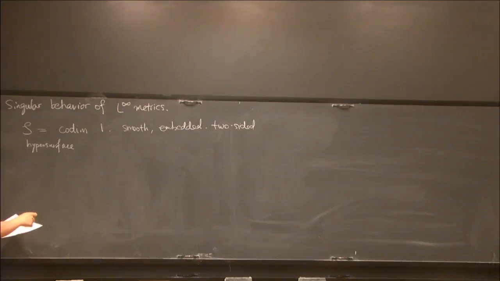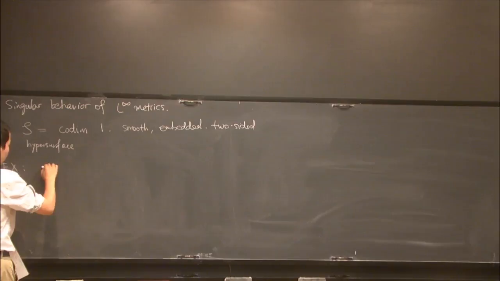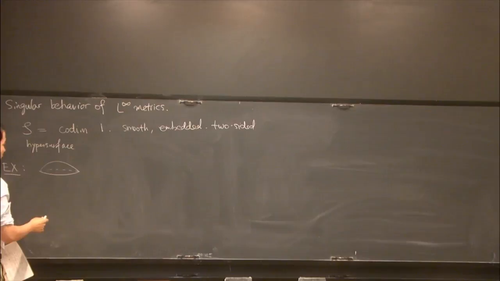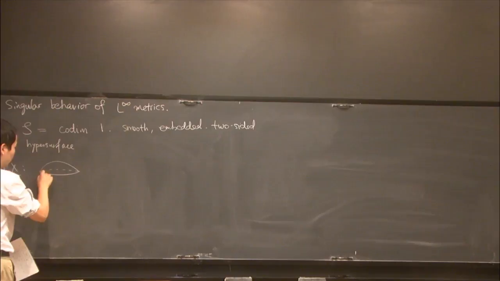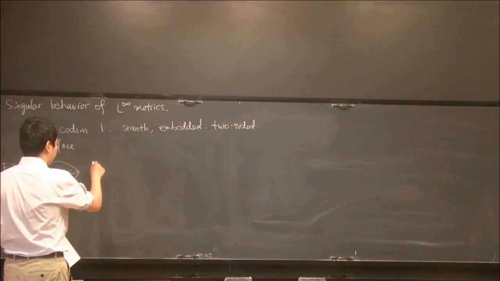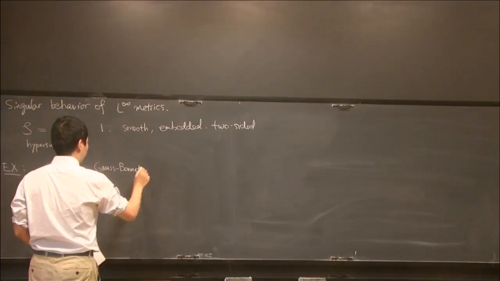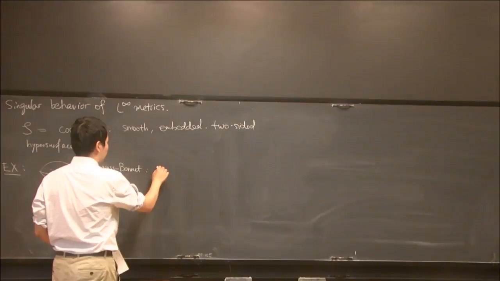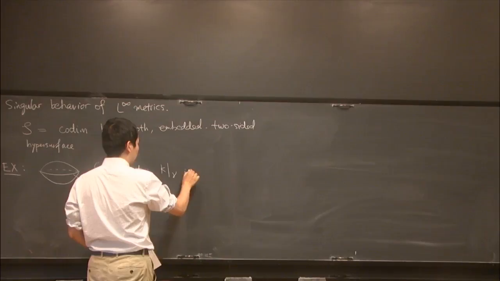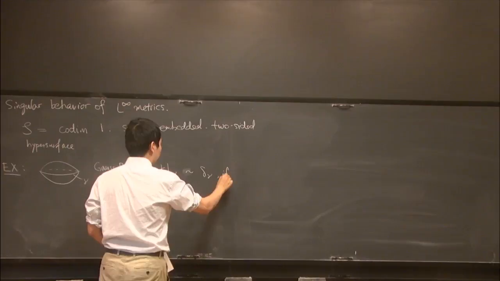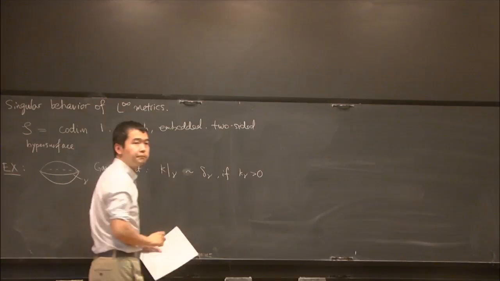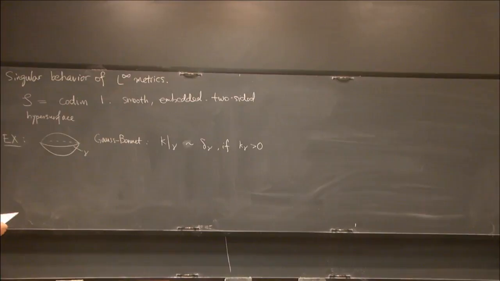But before stating the theorem, let me illustrate the observation by a simple example. Imagine you take a spherical cap in 2D, such that the spherical cap is contained in the hemisphere, then you can reflect it across the boundary. Then by basic Gauss-Bonnet, you will see that along this curve gamma, the Gauss curvature behaves like a Dirac delta function if the geodesic curvatures of gamma from both parts are positive. Okay, so that's the basic observation, and this is in fact true in a more general scenario.